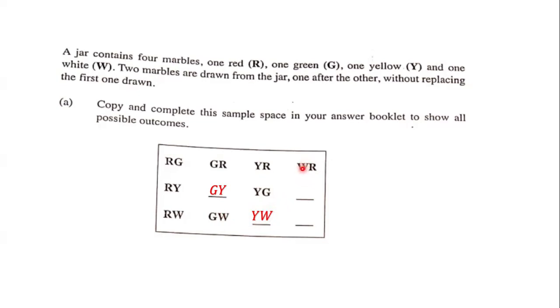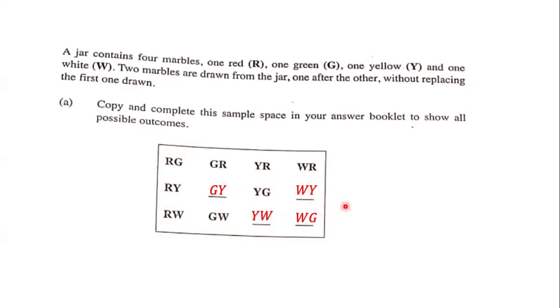This one says that the first one we get is W, the second we get is R. What is another possible outcome? Well, the first one we could get is W, and the second one we can get is yellow, right? And then for this one, the first one we could get is white, and the second one we could get is green. And so this completes the sample space, right? These are the answers that are correct.